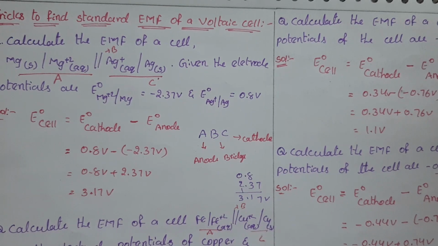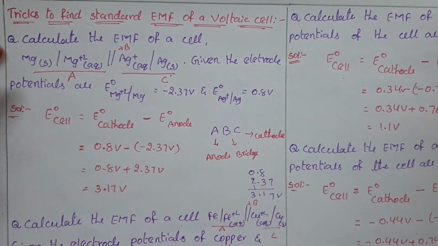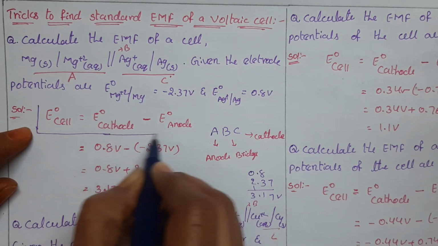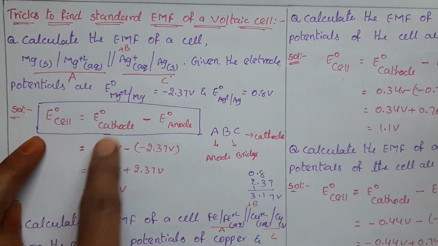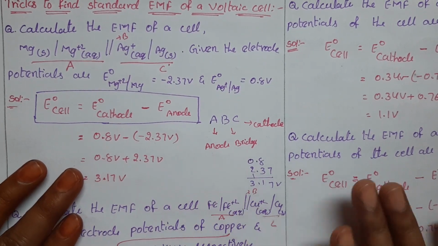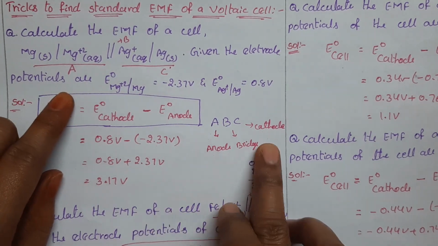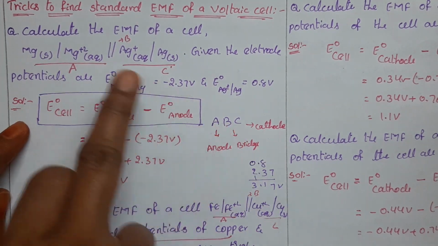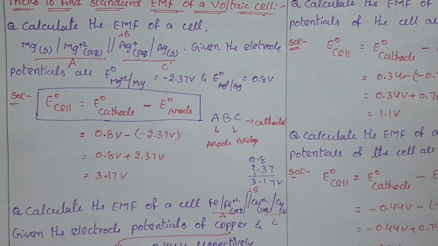Okay. Let us see the quick recap of this class. The trick to find the standard EMF of a cell: what is the main thing? We should remember the formula, that is E naught cell equals E naught cathode minus E naught anode. Without knowing this formula, we can't do anything. After writing this formula, we should identify anode and cathode by using the ABC trick. The cell reaction can be represented in the same sequence A, B, C: anode, bridge and cathode. Identify the E naught anode and E naught cathode values and substitute those values in the formula and you will get the answer.